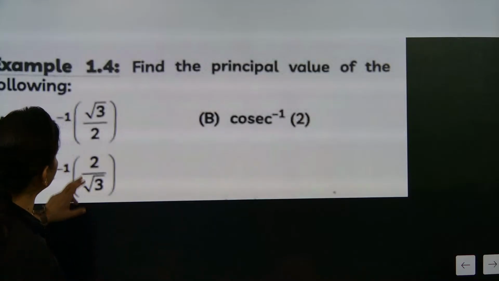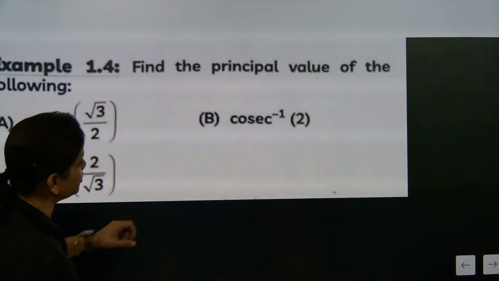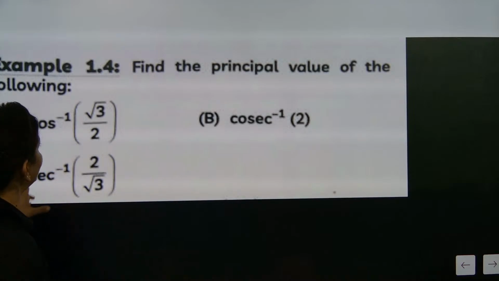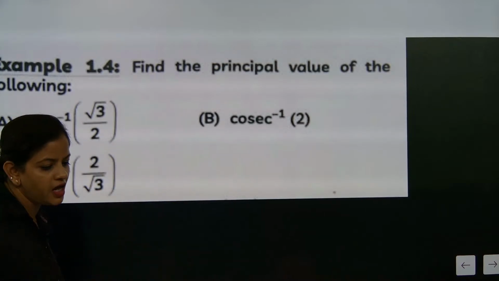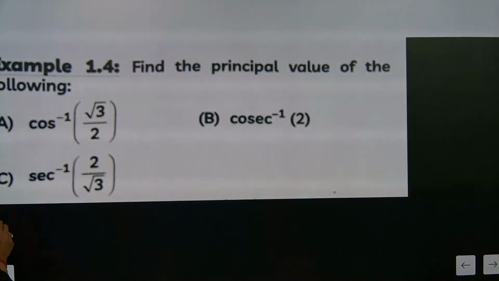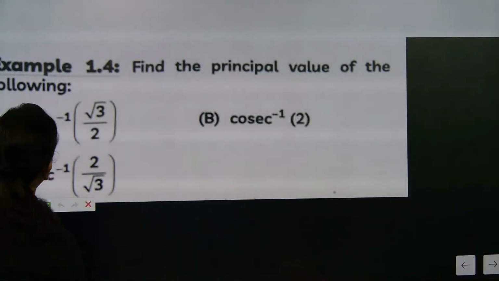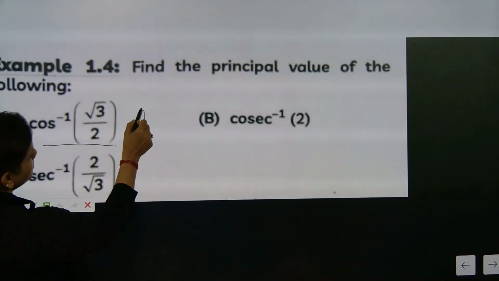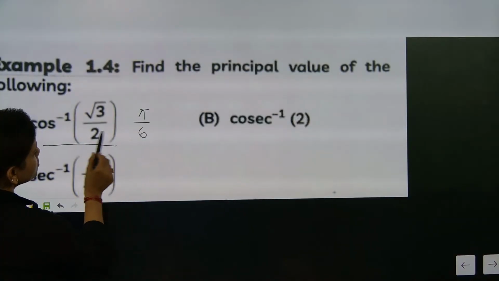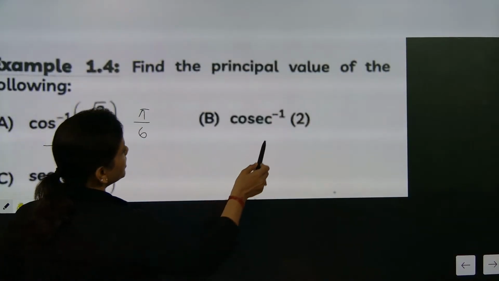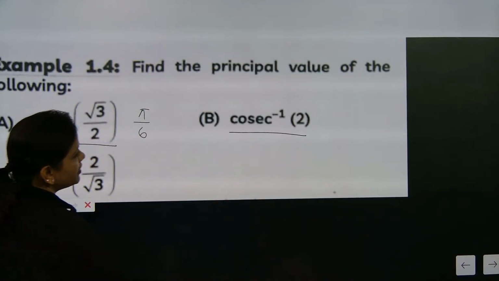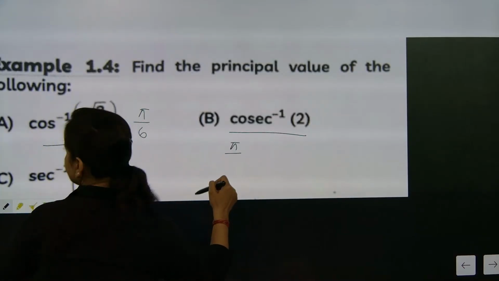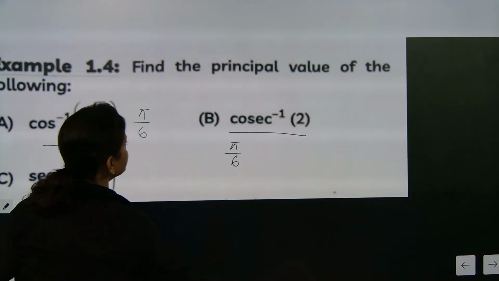This is the easy part, where cos inverse root 3 by 2, or cosecant inverse 2, or secant inverse 2 by root 3, like that direct principal value finding questions will come. So here we don't have to apply too much of our brain. This is the last session for inverse trigonometry. Cos inverse root 3 by 2 will become pi by 6 because cos 30 degree. So directly we can write the answer here. Cosecant inverse 2 will become pi by 6, because of the 30 degree value. Pi by 6 answer will come.